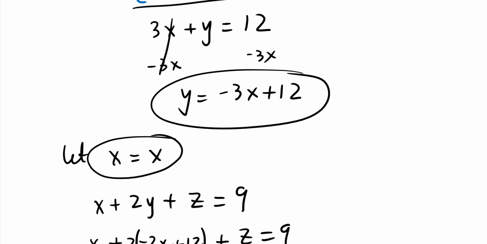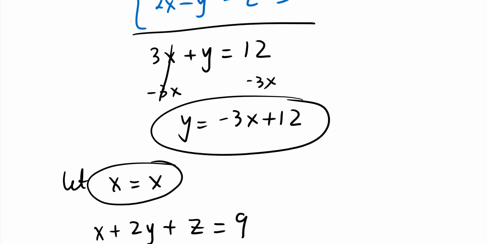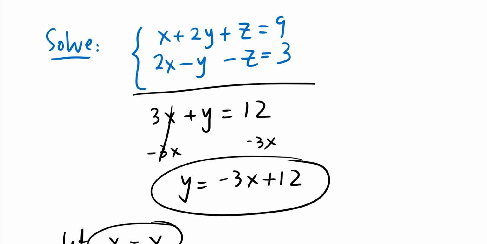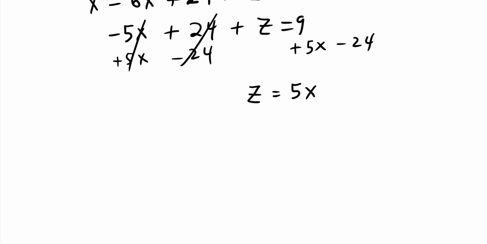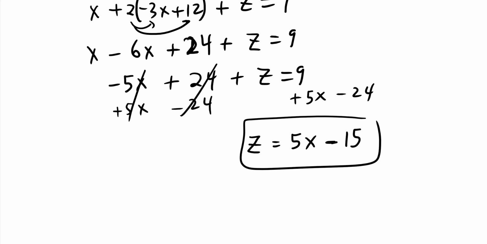Wait, was that 9 or 4? That was 9. Okay, so that was 9 minus 15. Yeah, minus 15. So that's the z. I found x, y, and z all in terms of x.